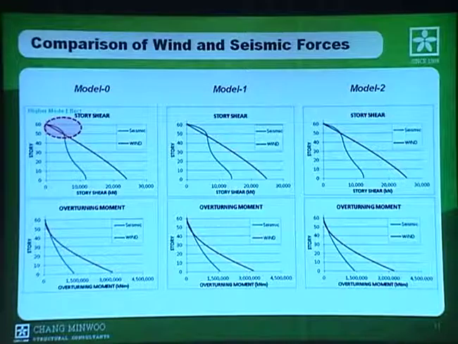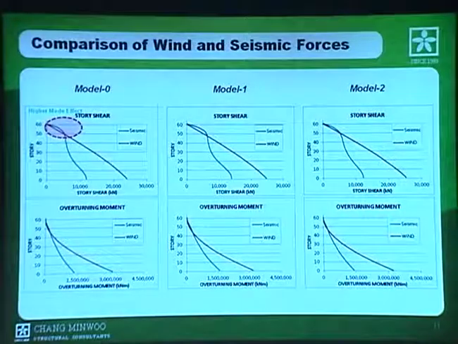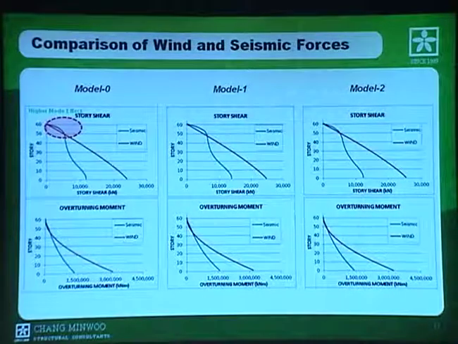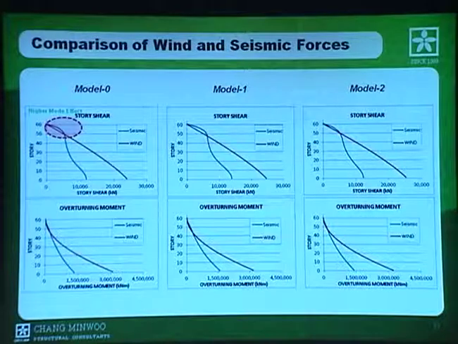And this is a comparison of wind and seismic force distribution along the levels. The wind forces are generally larger than the seismic forces because we use the R factor to calculate the seismic forces. And for floors over 50, the seismic forces are slightly larger than the wind forces, because of the effect of higher modes.